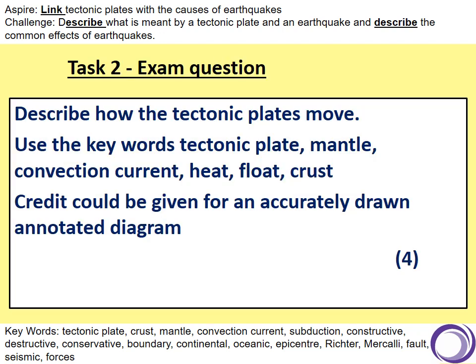Task 2 is also on the Google Sheet. What it's asking you to do is describe how tectonic plates move. It's telling you which keywords you should be able to include in that: tectonic plate, mantle, convection current, heat, float and crust, but add any other extra words. And you could be given credit for an accurately drawn or annotated diagram. Take a photograph of it and upload it for your teacher to see. And you're looking at about 4 marks on the exam paper.